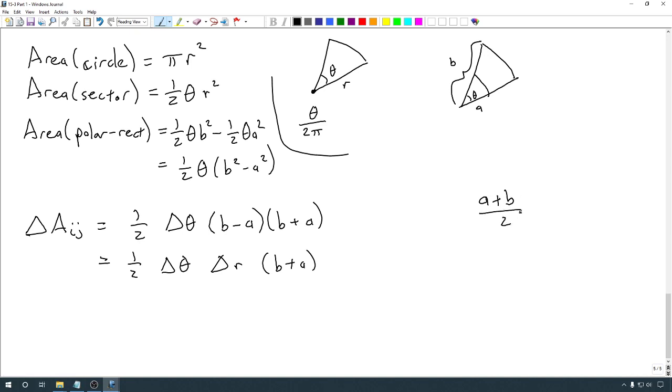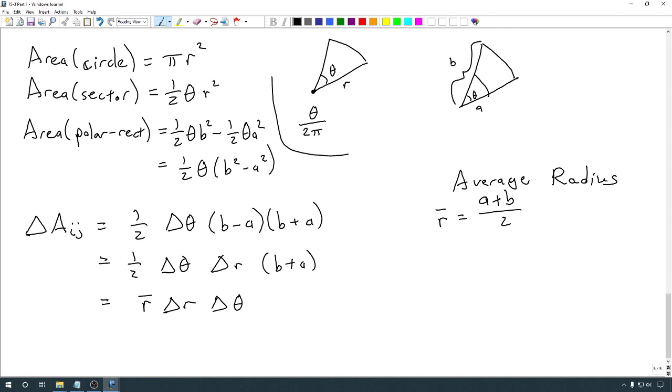Now, this should actually remind you of an average. We're averaging the radii of the points in this sector. You can say this is the average radius. I might call that R bar. So we have, well, actually, we don't have the 1/2 anymore. We have an R bar from the (B plus A) over 2. I'm going to go ahead and move the delta R here. Then we have the delta theta.